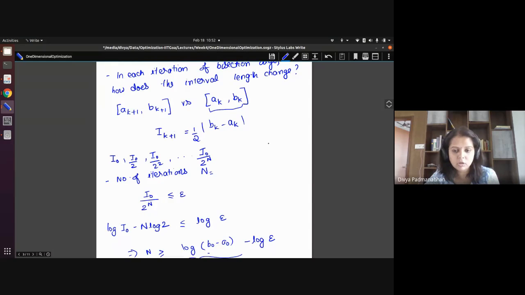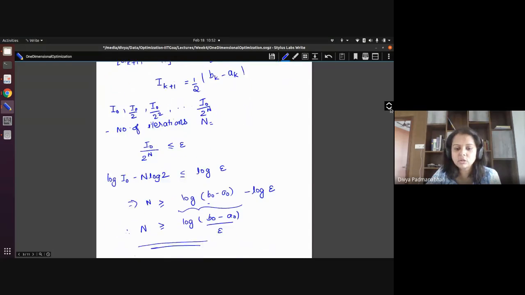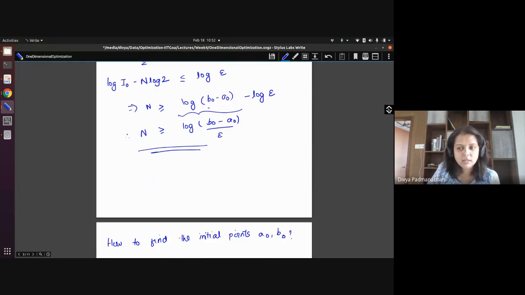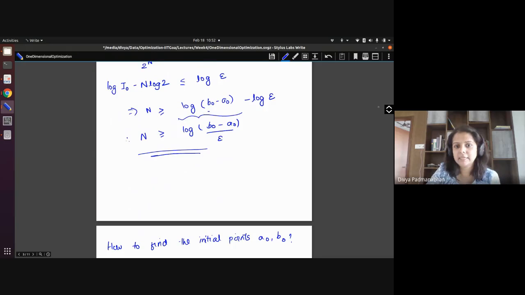Now that turns out to just be log of (b naught minus a naught) by epsilon, where this is the initial interval that you had. So that's about the bisection method, the technicalities of how to go about these iterations.